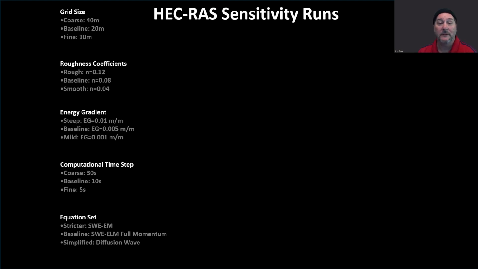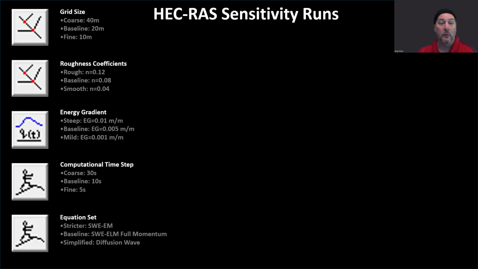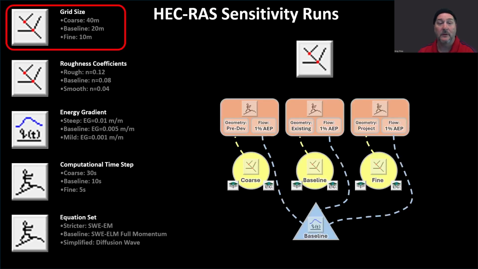But looking at these 5 things, let's talk about where these changes would get made, and hopefully that will help with any of the others that you might want to tackle. So grid size and roughness, those will both be in the geometry. Energy gradients would be in the flow file. And then time step and equation set would be in the plan file. So let's talk about how we would set these up. Maybe start with the grid size.